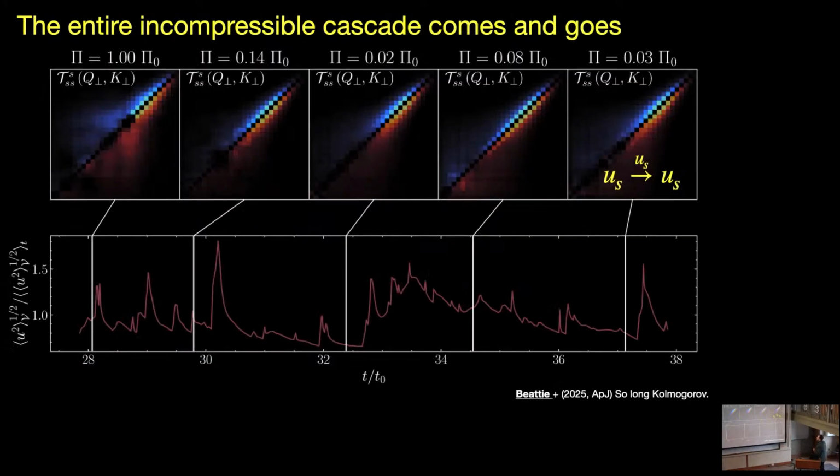Now the cascade itself, so now you're seeing a plot of the velocity dispersion as a function of time in the galaxy, normalized by the RMS. And I'm just showing you some slices of the cascade at each one of these time realizations.